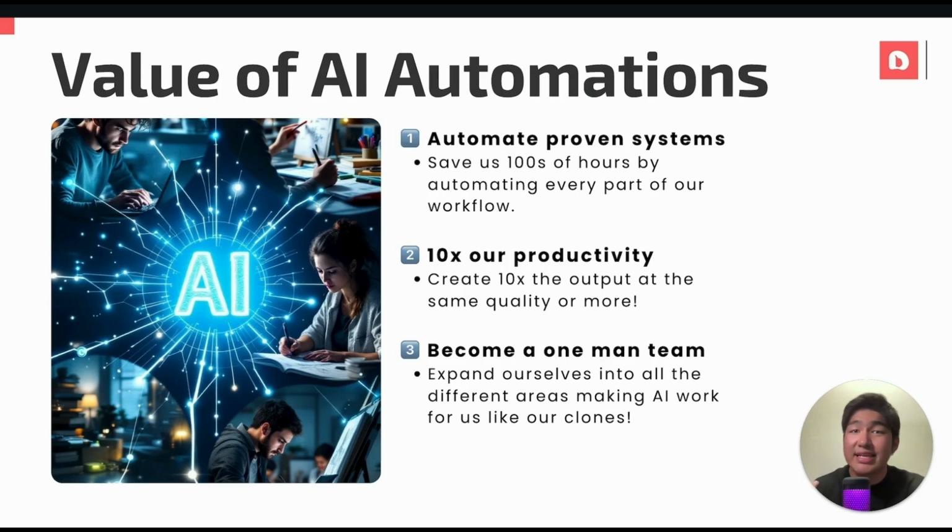So as you can see, the value of AI automation is really massive. Firstly, as you could see from the previous example, the automated system could save us hundreds of hours by automating every part of our workflow. And this in return could 10x our productivity, creating 10 times the output at the same quality or more, allowing us to become a one-man team and expand ourselves into all of the different areas, making AI work for us like our clones. So I know all of this sounds super exciting, so today we're going to go through step by step on how you could build your own AI automation workflows as well.